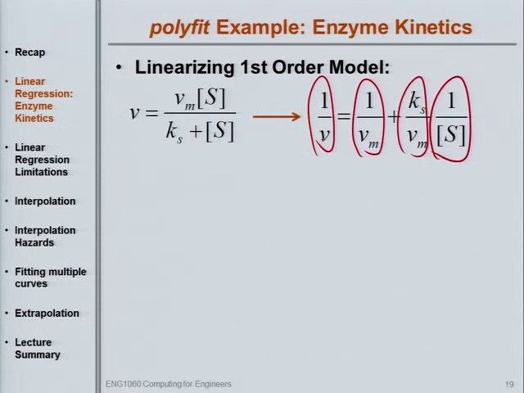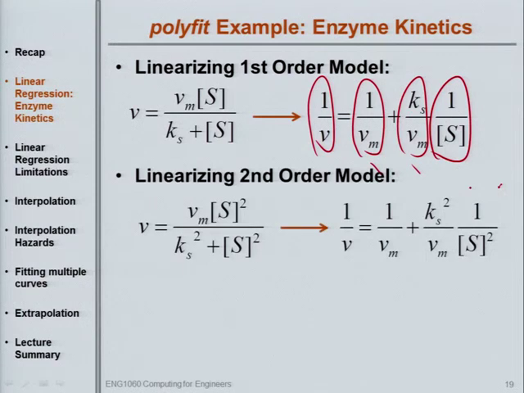So if we do a linear fit to 1 on V and 1 on S, we get the parameters coming out of the curve fit. We then have to convert those back to Vm and Ks, okay? Because what we've actually got is we've found these two things here. We actually haven't found Vm and Ks themselves, but the inverse and the ratio of the two of them.